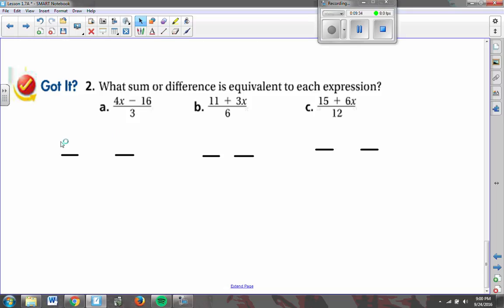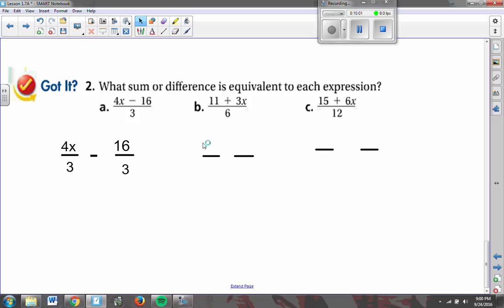Okay, in the first one, the first thing I'm going to do is take the 4x and put it on the top of a fraction. And underneath that will be a 3, because that's what's on the bottom of my fraction. And then I have a minus sign. And my other fraction has 16 on the top, because that was the other piece of the top of my fraction right here. And the bottom is a 3.